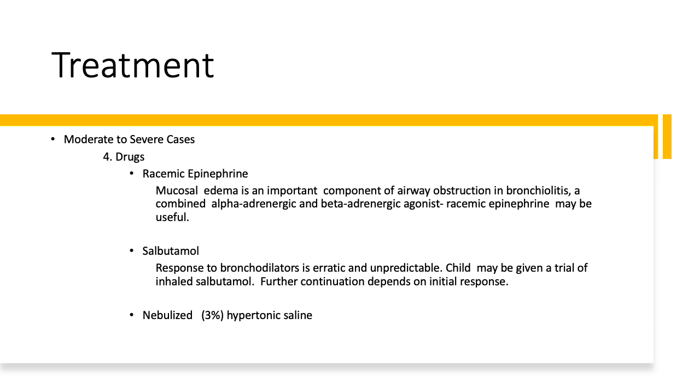Another drug is salbutamol. Salbutamol is a bronchodilator. Bronchodilators produce an erratic and unpredictable response in infants, so the child may be given a trial of inhaled salbutamol. If on trial of inhaled salbutamol the clinical condition of the child improves, it can be continued further. If we don't find any clinical improvement after the initial trial of salbutamol, it should not be continued.